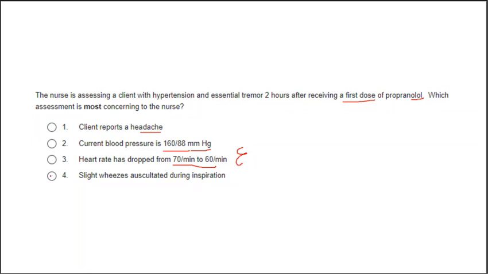And again, with option 4, we see an airway problem here. We are seeing slight wheezes auscultated during inspiration. That would be an airway problem. So that wheezing in a client that is taking a beta blocker like propranolol may indicate bronchoconstriction or even that bronchospasm we talked about. So option 4 would be our correct answer.